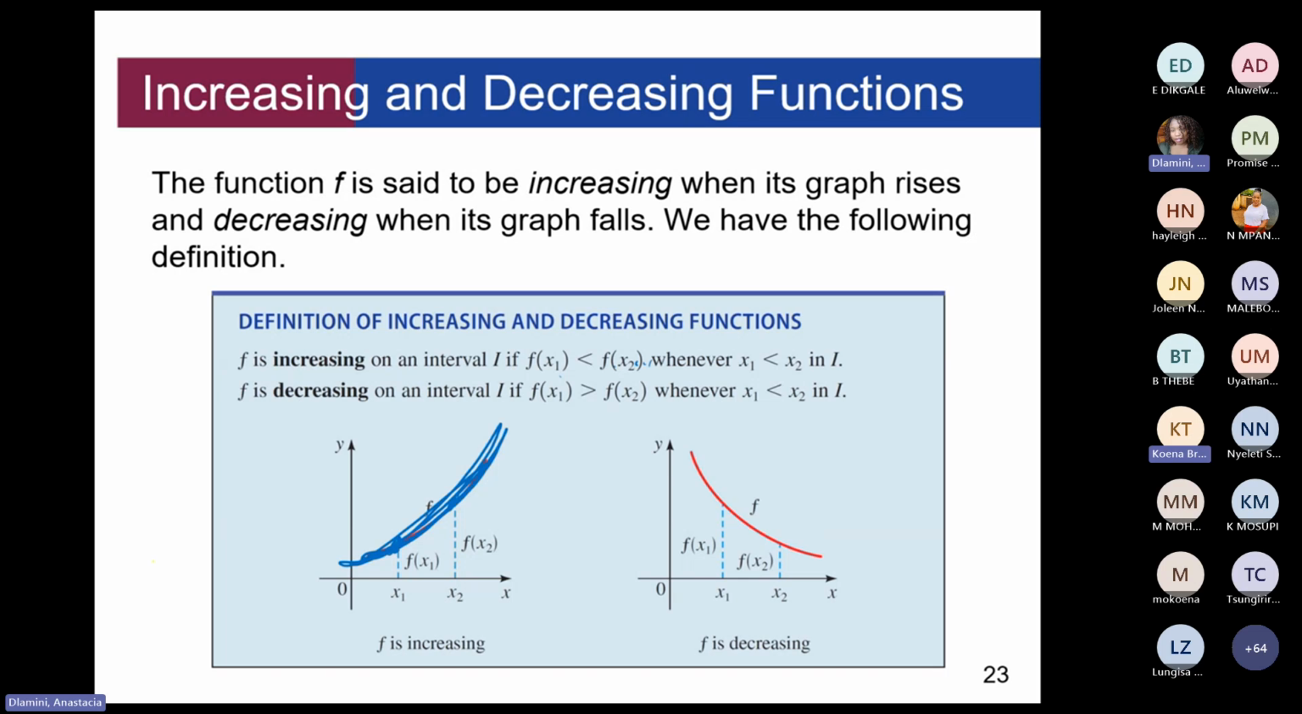Now, they are saying that if x1 is here and x2 is here on this particular interval, and you substitute x1 in f of x1 and you find that that point is higher than that point, it means your graph is decreasing like this. That's what this definition is saying. Are we all together?